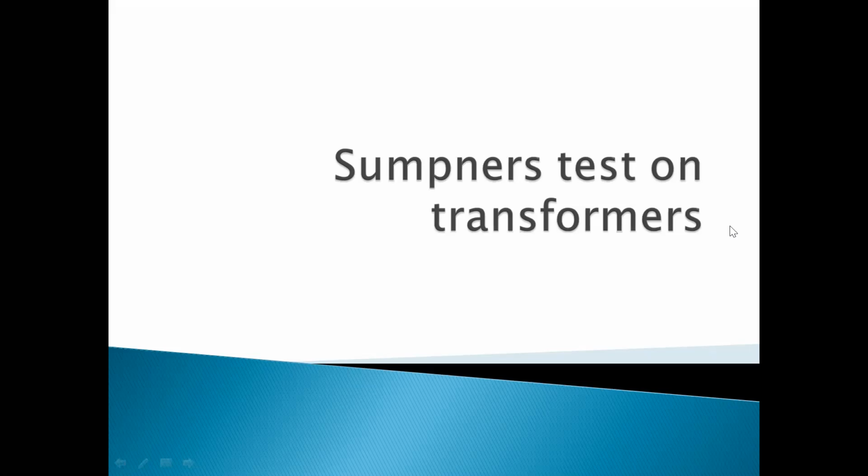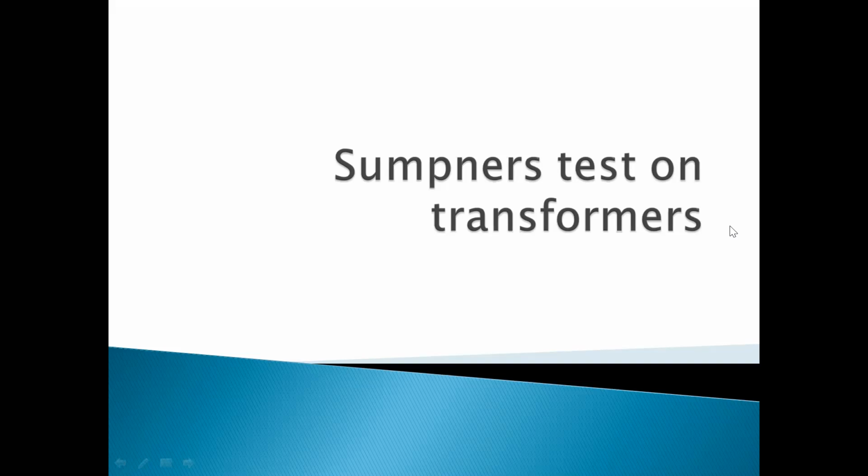In this test, we need two identical transformers. In Sumpner's test, the two transformers' primaries are connected in parallel, and the two transformers' secondaries are connected in series opposition. We apply rated voltage on the primary side with the help of an auto transformer. We apply rated current on the secondary side with the help of an auto transformer.